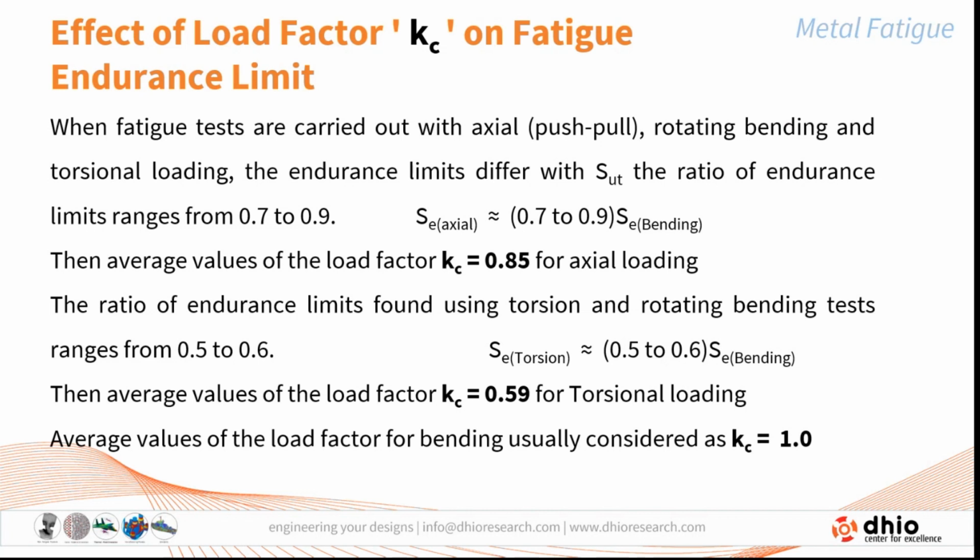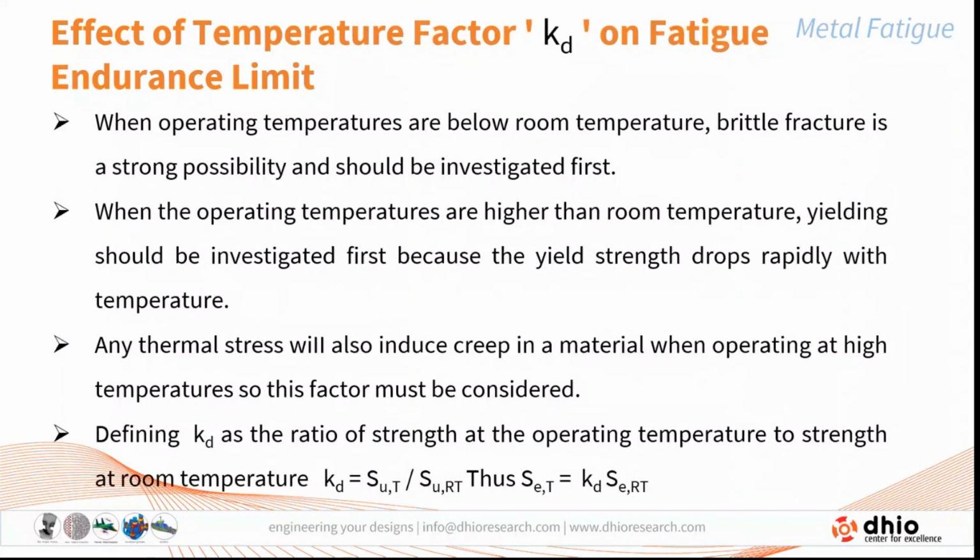Now, the ratio of the endurance limit for torsion and rotating bending tests ranges from 0.5 to 0.6. That is when you take it only for torsion. It is usually considered to vary between 0.5 and 0.6 times the endurance limit, based on the standard testing. So the average value Kc is taken to be 0.59. Now, the average load factor for bending is usually considered to be equal to 1, because it is similar to the testing condition.